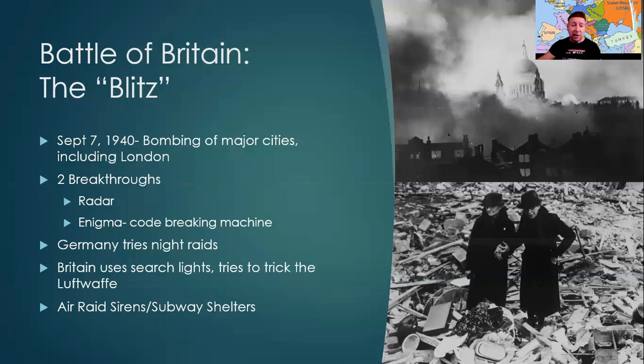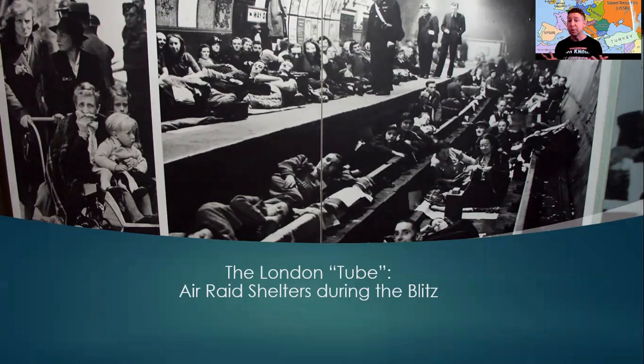The use of air sirens is going to help people be ready to head to the subway shelters, which they're going to use for sheltering when these bombing attacks happen by the German Luftwaffe. This is the London Tube, the subway system that they use. You can see it's being used as an air raid shelter, with all the people, the population, that's there. A lot of countries do this and have these set up as their emergency shelters in case of an air bombing, an air attack by an enemy.